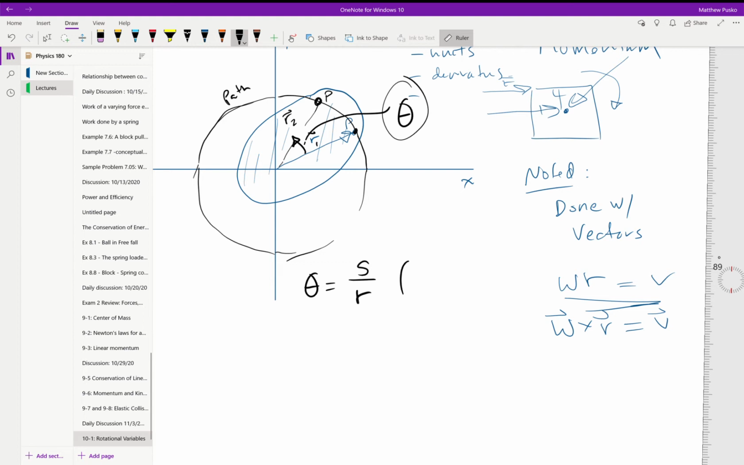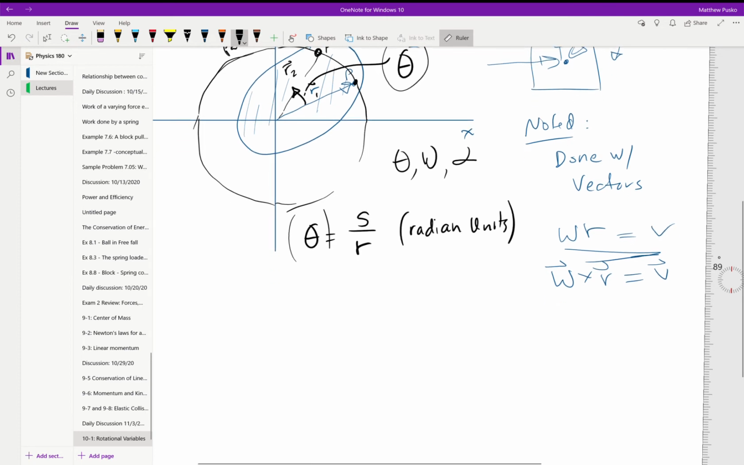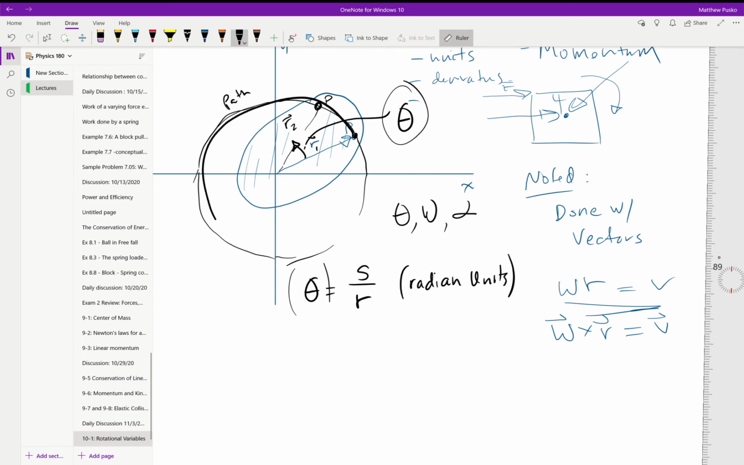And I'm going to say this as many times as I can remember. Whenever we're doing theta anywhere in this, theta, omega or alpha, they need to be in radian units. Don't forget that. Your calculation will not come out correct unless your angle theta or your angular velocity is in radians or radians per second. It cannot be in degrees per second. It won't work.